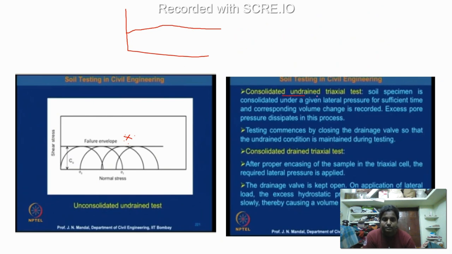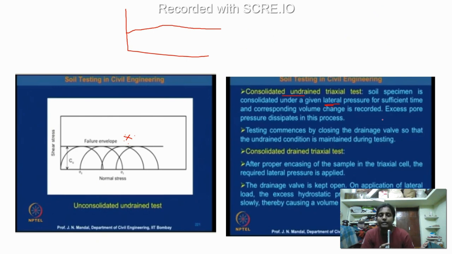In the CU test, that is consolidated undrained, the specimen is consolidated by giving a lateral pressure. If you see some videos and dig deeper into triaxial, it's actually a very interesting test, and it's not something complicated. You have your sample like this, and you are applying lateral pressure all around. That is going to be your minor principal stress, and you are allowing water to come out. That is going to consolidate the sample.